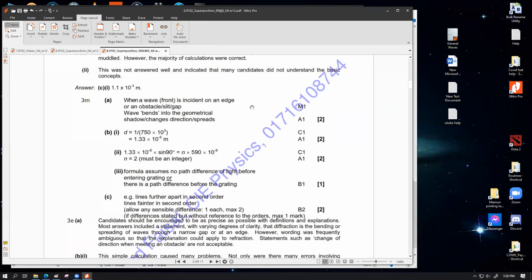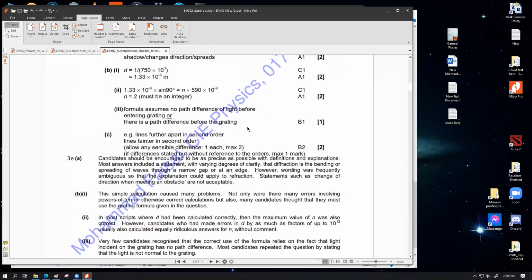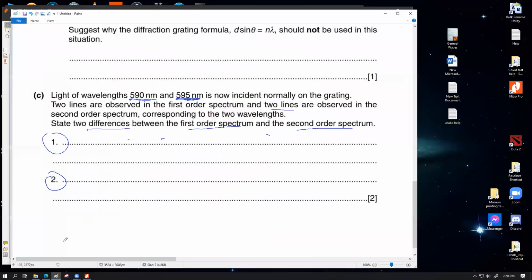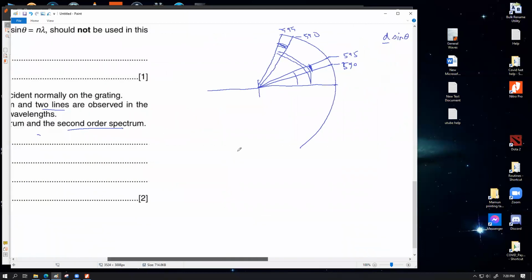Okay, this is a bit better for seeing. It says that the lines are further apart in second order. Lines further apart in second order means that they are talking about this angle. So this angle is more compared to this angle. In the first order, the angle between the two is smaller. The angle between the two in the second order is bigger. So lines in the second order are farther apart from each other.